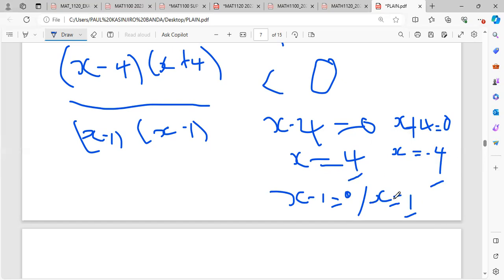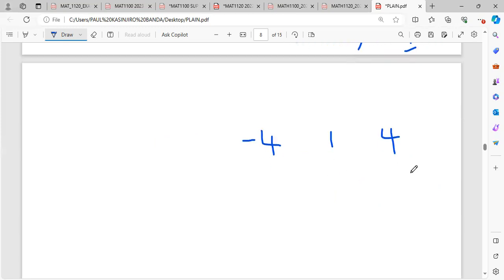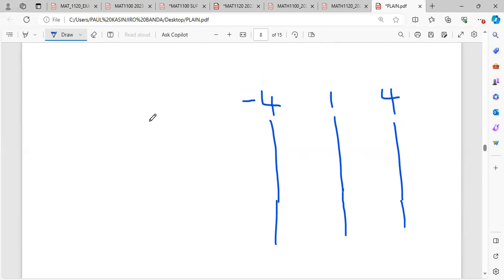After getting these critical points, I'm going to put them on the sign graph to find out which part gives me negatives and which part gives me positives. Then I'm going to take the negative part because it's a less than here. So minus 4 there, I have 1, and then I have 4. Those are my critical points. Let's draw a sign graph now.